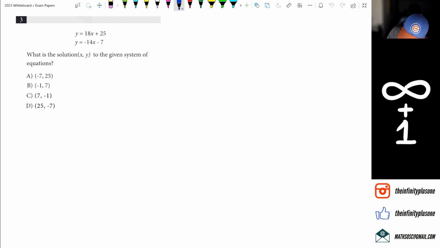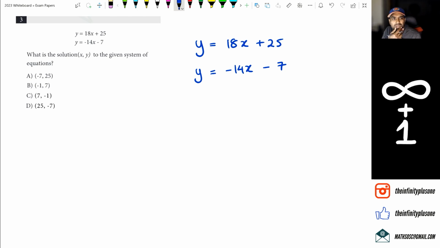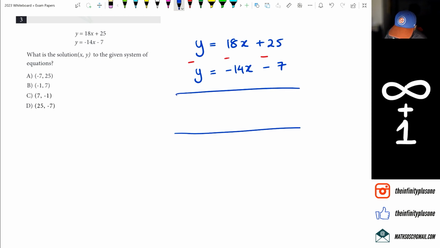So what I'm going to do is write down y equals 18x plus 25, and below it I'm going to write y equals minus 14x minus 7. Now, at this point, I'm going to subtract this top equation minus the bottom equation. So that means I'm going to put a minus here, a minus here, and a minus there. And I'm going to write down the equal sign right underneath it. y take away y, that's y take away y.